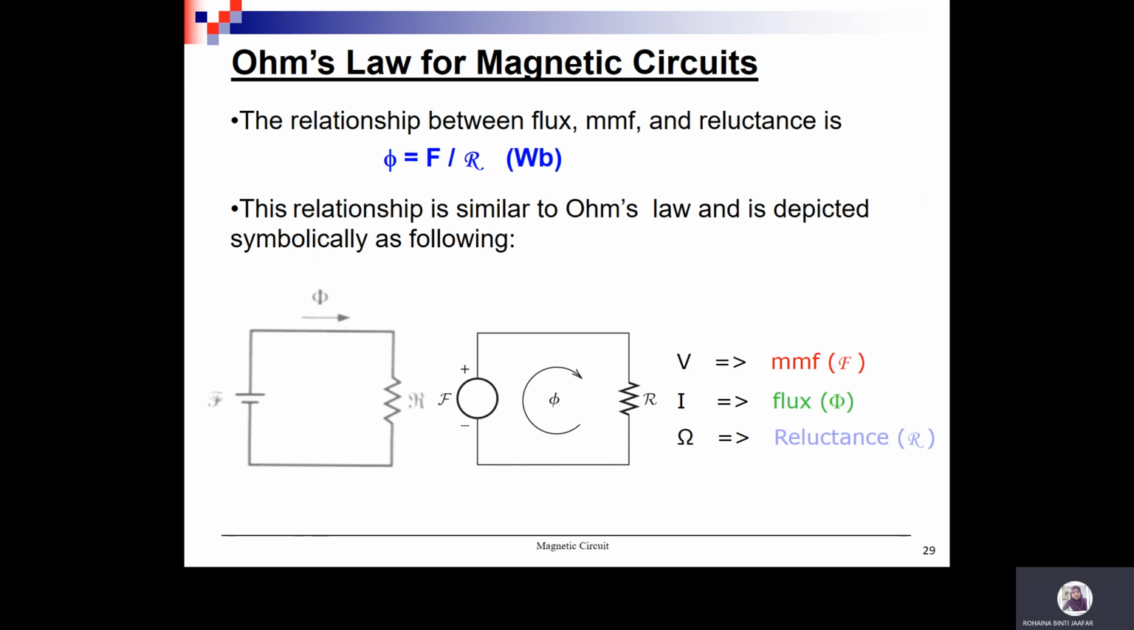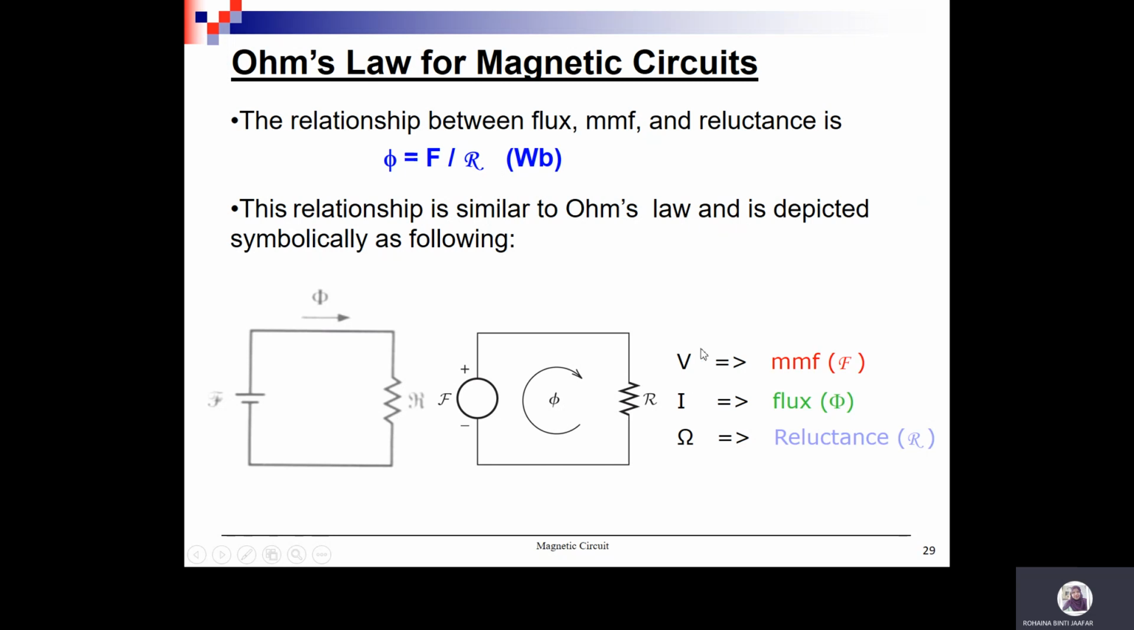Ohm's law for magnetic circuits. Before this, we have learned Ohm's law for electric circuits. The same as the electric circuit, in the magnetic circuit we also use Ohm's law. The relationship between flux, MMF, and reluctance is: flux equals F over R. And the unit of flux is Weber, right? So this relationship is similar to Ohm's law in an electrical circuit.